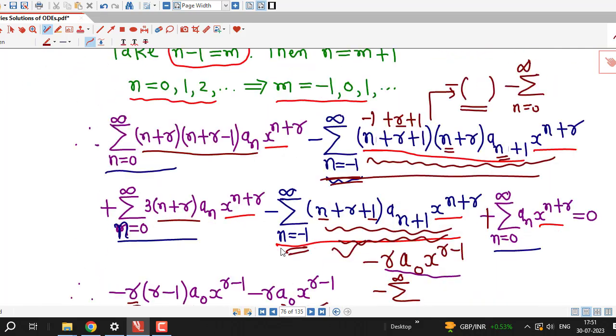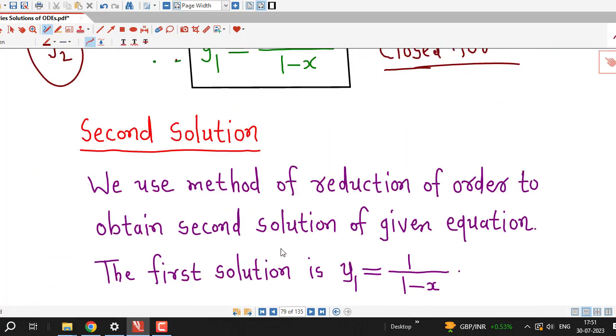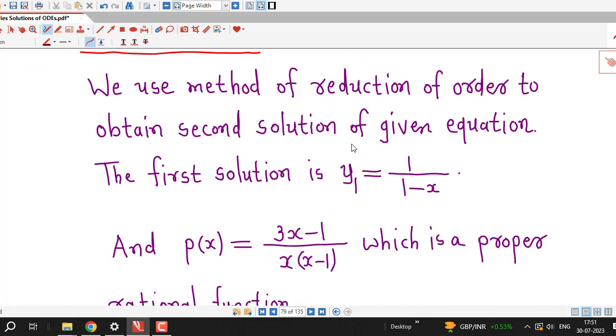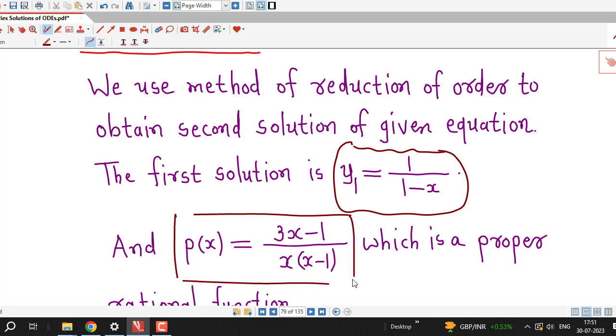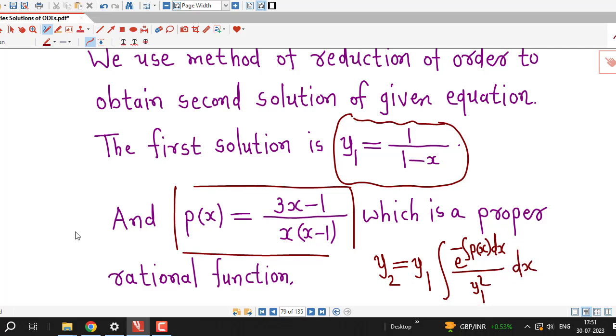We will require this coefficient in the method of reduction of order to obtain this second solution. So now I am trying to find the second solution using reduction of order, and this is the first solution. P(x) is (3x minus 1) over x(x minus 1), and if you recall, in the method of reduction of order, the second solution is given by y1 times the integral of e to the power minus integral of P(x) dx, divided by y1 squared. Whatever we obtain, we have to integrate with respect to x.